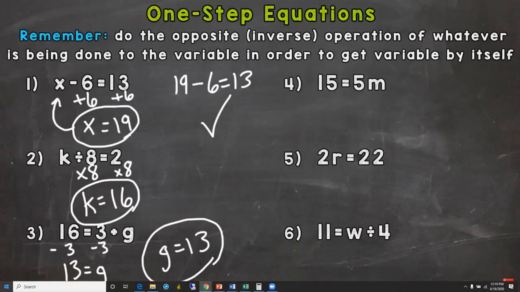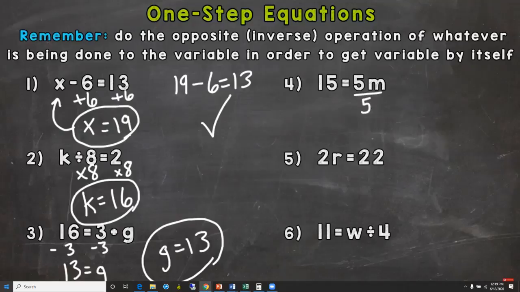Number 4, we have 15 equals 5m. Now a number right next to a variable or a letter means multiplication. So we're multiplying by 5 here. So the opposite of multiplying by 5 would be dividing by 5.